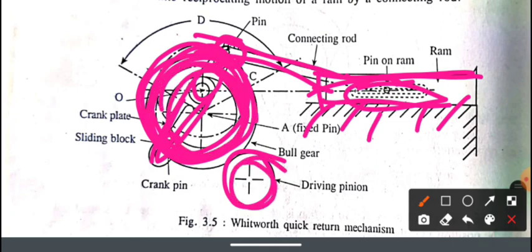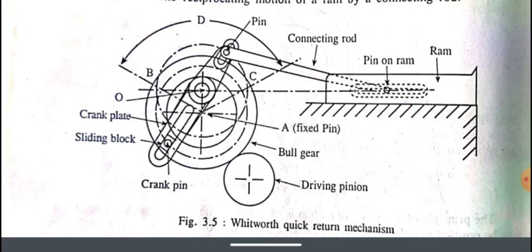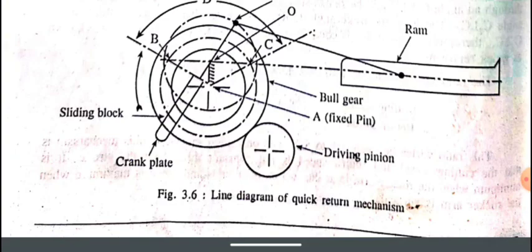When the driving pinion receives power from the motor, this bull gear will rotate, and when its rotary motion starts, the sliding block will slide here. This is connected to the connecting rod, and the connecting rod is connected to the ram. So the ram makes the forward and reverse movement. This is how the quick return motion mechanism operates.